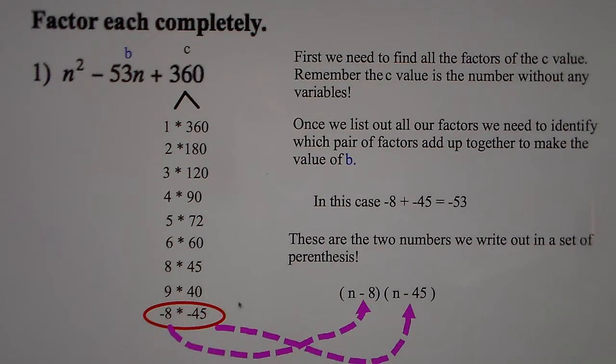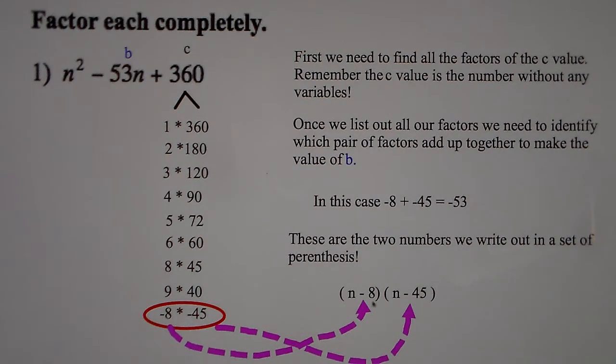So we list them out, and we find the combination of negative 8 plus negative 45. Those two numbers added together add up to negative 53. Once we found that combination, we're going to take each number, whatever variable they're using, in this case n squared, it's going to be n minus 8 and n minus 45. Those two numbers will go into those slots.